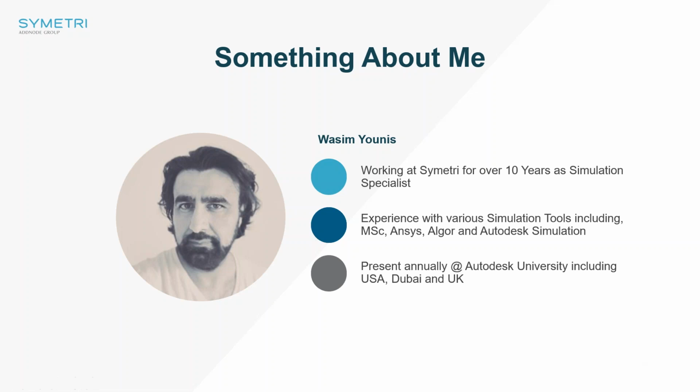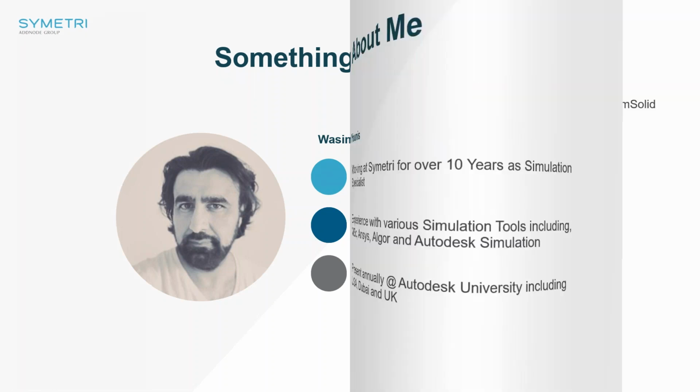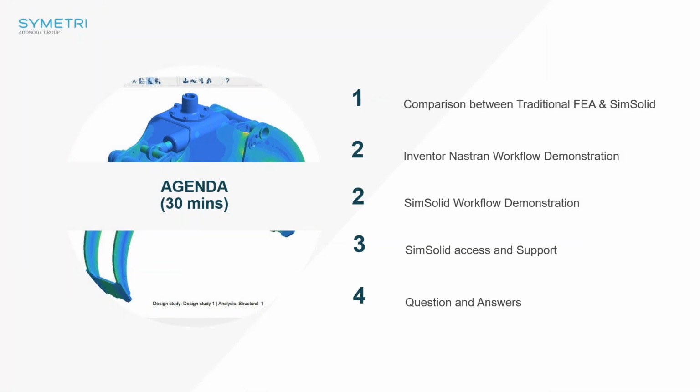Okay, I'm just going to skip through this because I think most of you know who I am. There is a lot of collateral available from SimSolid around how SimSolid works compared to traditional FEA, but I've just picked some areas which I want to point out regarding the most important areas. So I'll compare some of them with SimSolid. Then I'm going to go through the Inventor Nastran workflow, which is very similar to Inventor FEA. And then we'll go through SimSolid, spend a little bit more time around the adaptive convergence process, where every single analysis you do in SimSolid will have a converged result. And then we'll finish off with SimSolid access and support and any Q&As you may have.